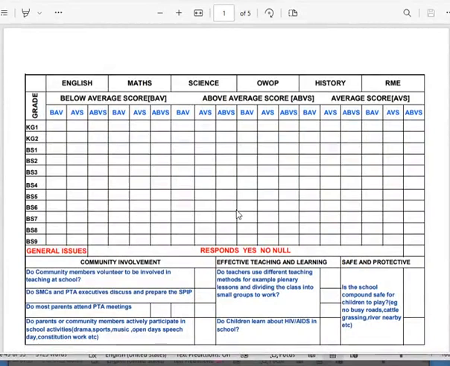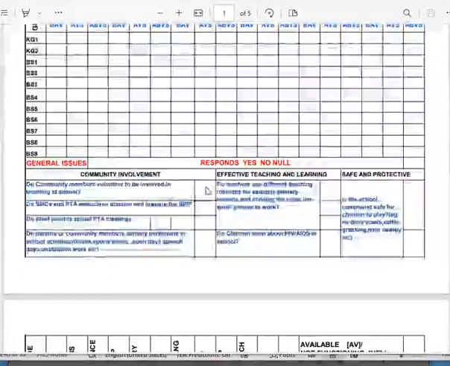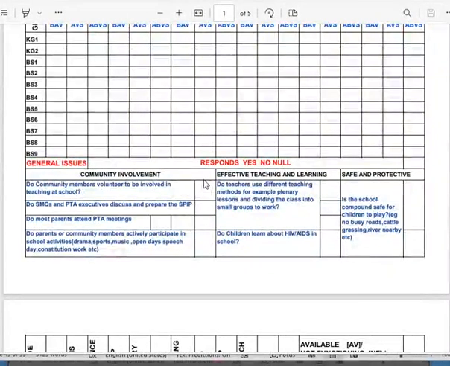But before then, apart from the performance of the pupils, you are supposed to provide records on general issues. Under general issues, you need to have responses such as yes or no. So community involvement. Under community involvement, you will be asked, do community members volunteer to be involved in teaching at school? If it is yes, you indicate yes. If it is no, you indicate no. Do SMCs and PTA executives discuss and prepare the speech? Then if it is yes or no, you input that information over here.